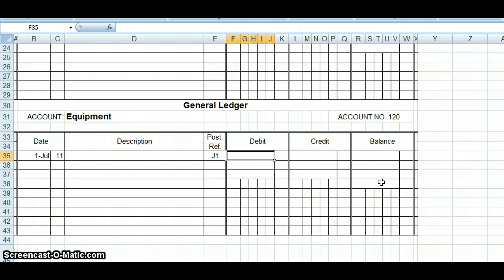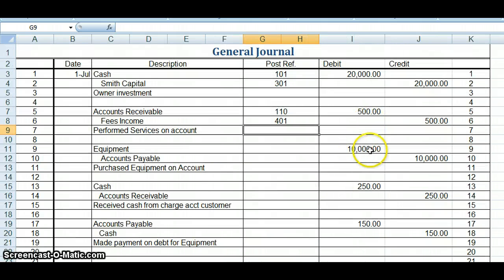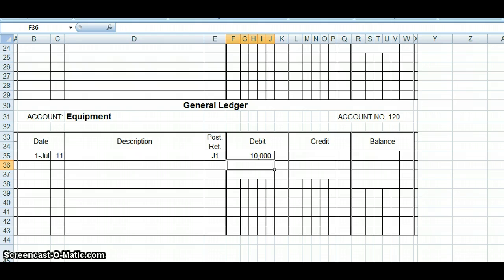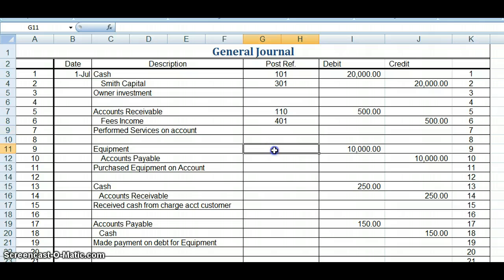So we purchased equipment for $10,000. Equipment is an asset, so we're going to record it on the debit side because equipment has a normal debit balance. Also, we debit it in the journal. Go back to the journal, see it's a debit here in our journal. So that's what we're going to do here in the ledger. You don't even need to know the balance. You just do the same thing that you do in the journal when you record the debit or credit in the ledger. And that should make sense, though, that it has a normal debit balance. We're getting more equipment. We didn't pay for this in cash. So let's go back to our journal and put in our posting reference.